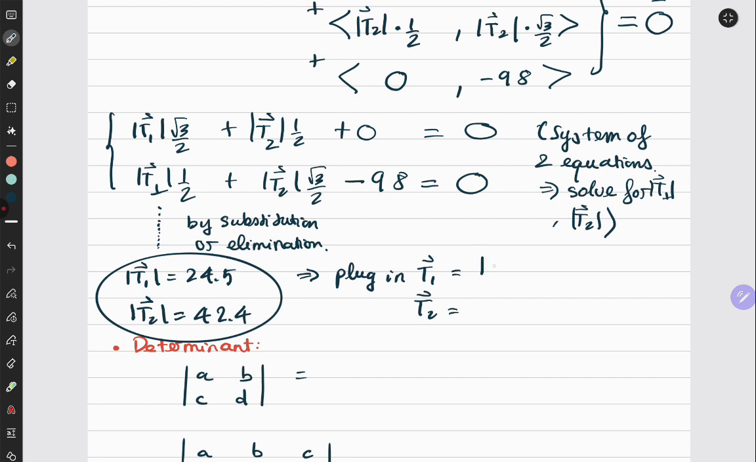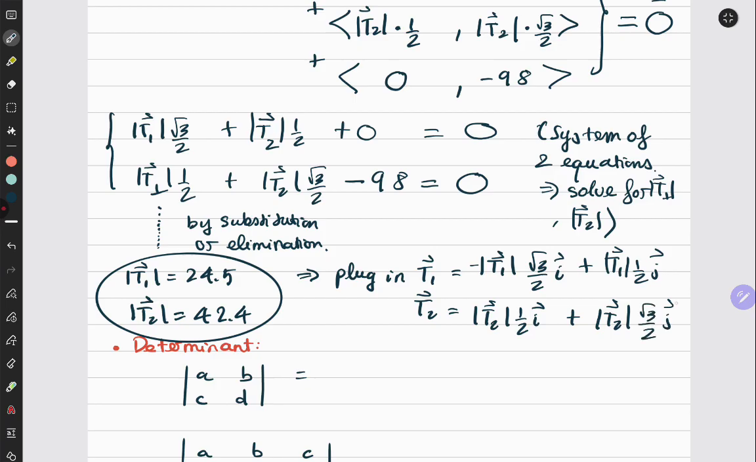Which is the magnitude of T1 times square root of 3 over 2 i, plus the j component. You have these two numbers, you plug in here, here, here, here. You have your vector, and done. All right. Any question?